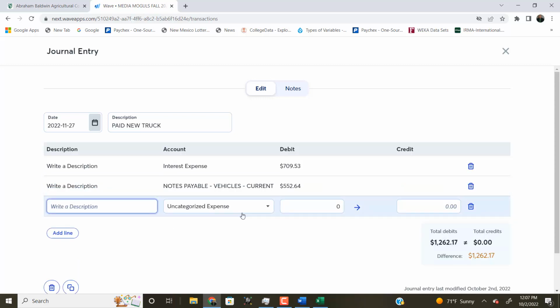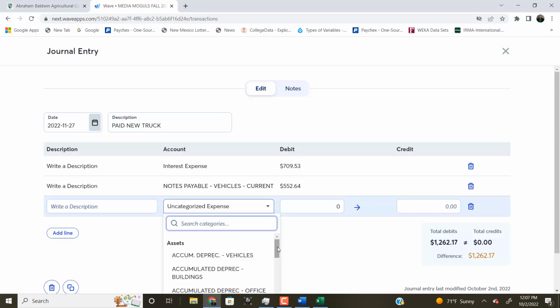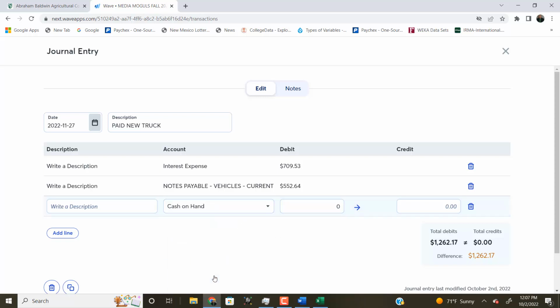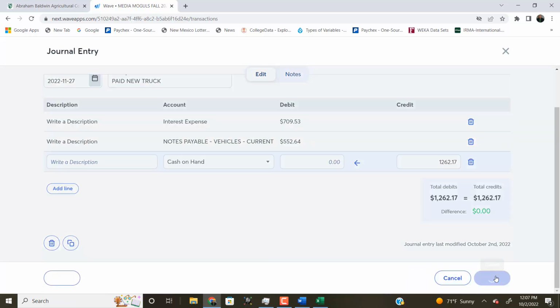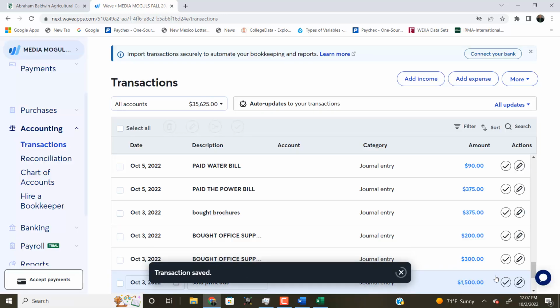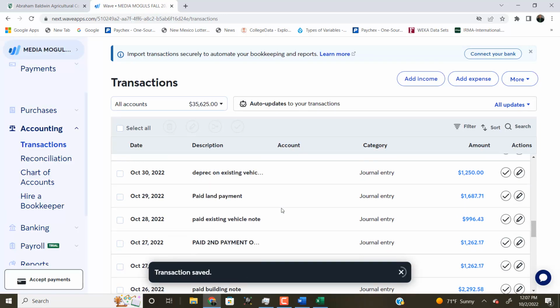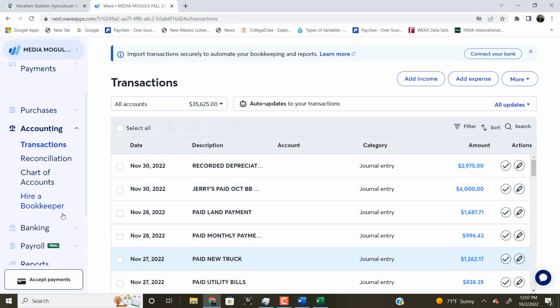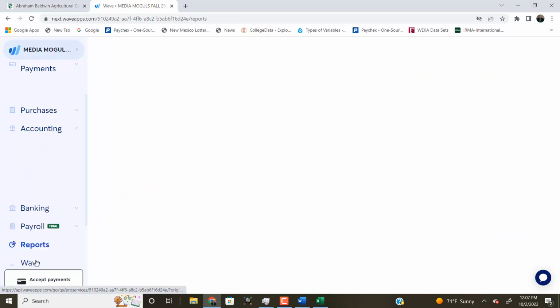Add a line. And of course, cash is the difference. I'm certain I saw that at one time. 1262.17 and save. When you're doing yours, you may not come up with these errors, because maybe that was just something that glitched. We'll find out here in a second.